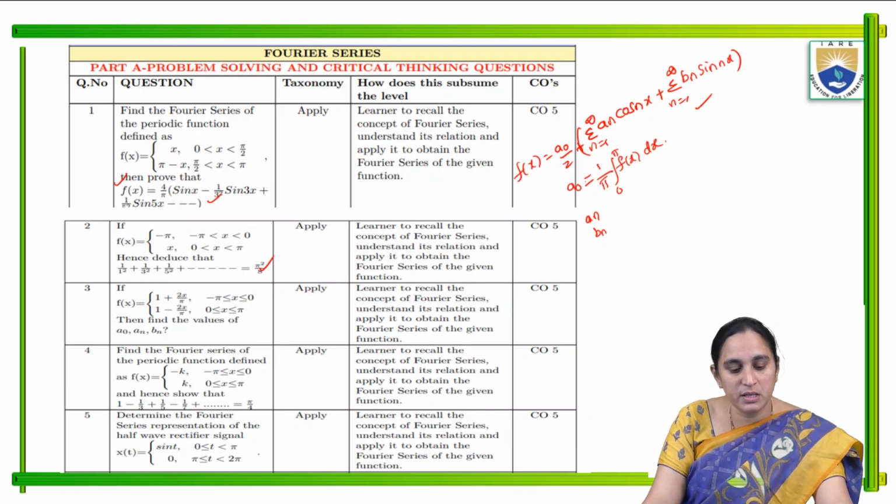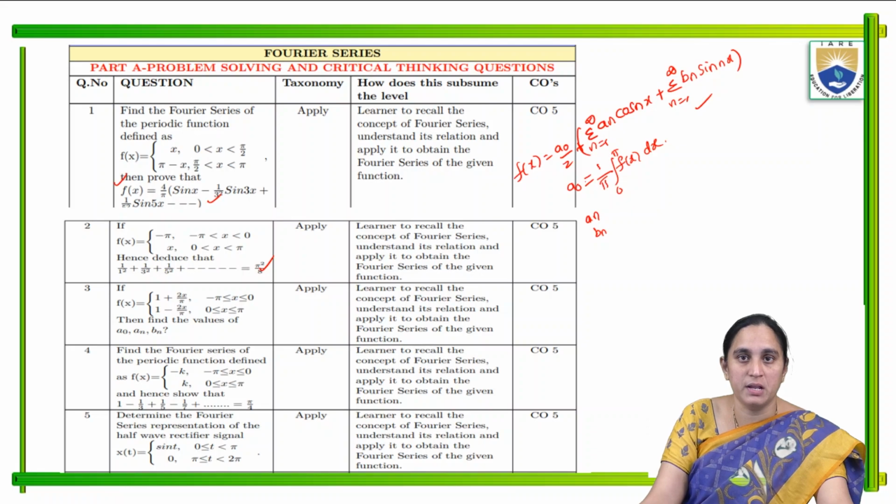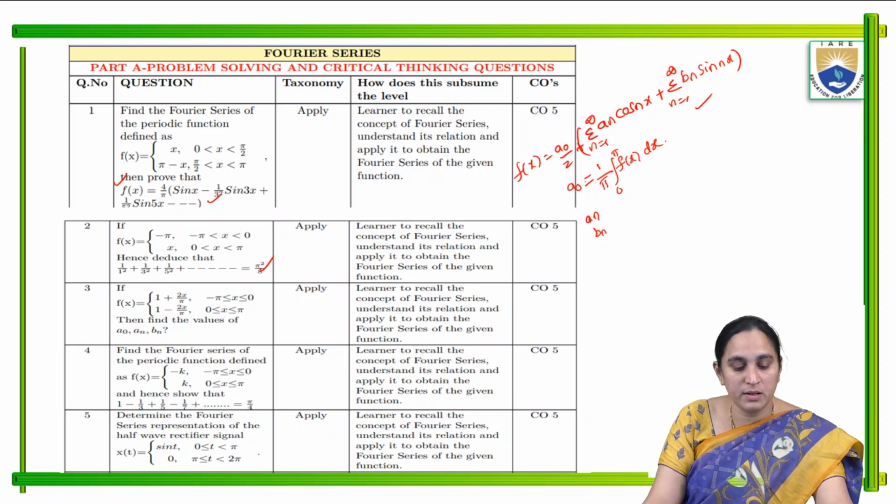And the next question: if f of x is equal to 1 plus 2x by pi for minus pi less than x less than or equal to 0, and 1 minus 2x by pi for 0 less than or equal to x less than or equal to pi, then find the values of a naught, a n, b n. Same as the last questions, first of all we have to find the series. From that series, we can get the a naught, a n and b n values.